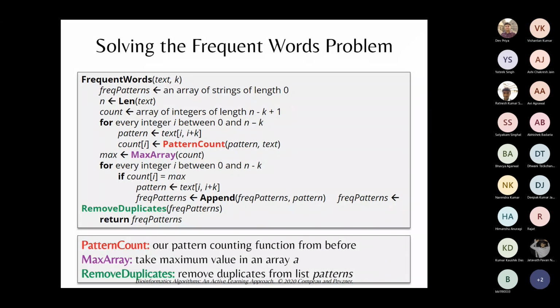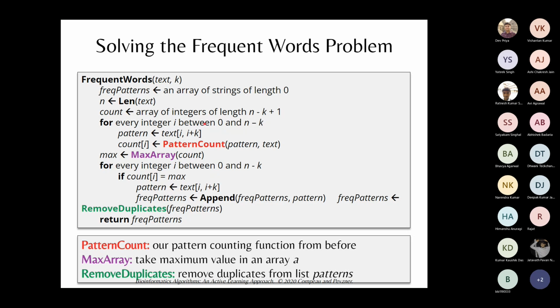We'll call this algorithm FrequentWords, where the input is going to be Text and the length k of the k-mer for which you're trying to find the maximum frequency. So you have an array of strings with length 0, which you call FrequentPatterns. n is the length of the text. Count is the same integer array that I showed.